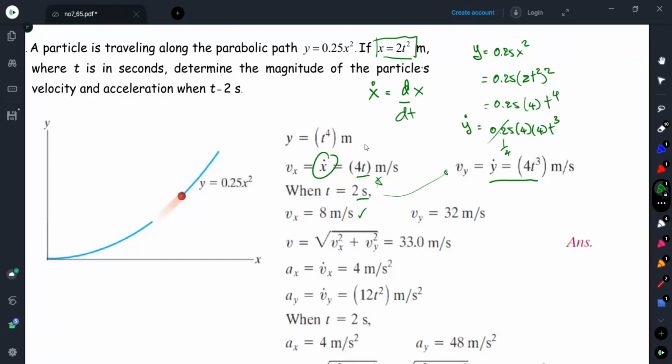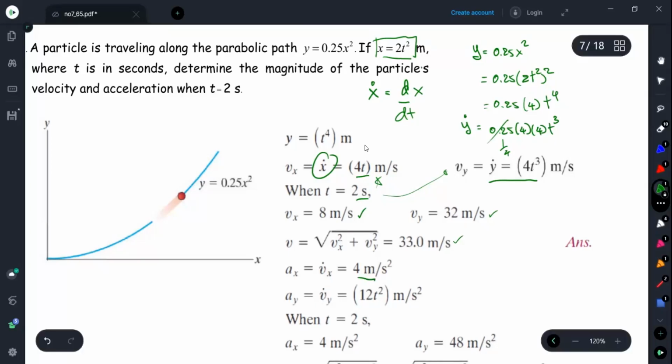And then for time equal to 2 seconds, we substitute t equals 2 seconds into both equations, and we get vx here, and vy becomes 32 meters per second, and the total velocity becomes 33 meters per second. Also for the acceleration, we have vx dot equal to 4, so ax becomes 4 meters per second squared.